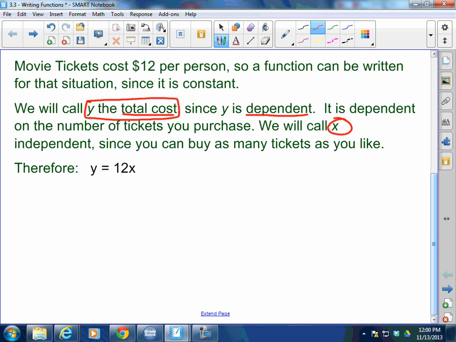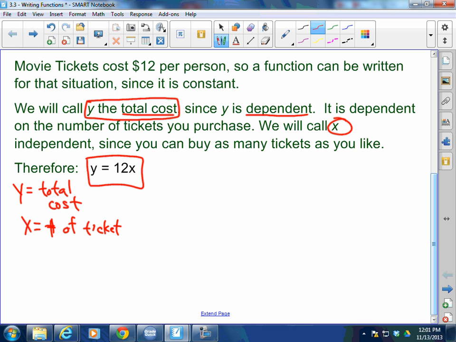So when I'm writing the function y equals 12x, I just don't write it out. What I'm first going to do is I'm going to say y equals the total cost. So that way, not only do I know what I'm talking about, but the reader knows what I'm talking about. And x is the number of tickets. And now that I know that y is my total cost, x is the number of tickets, I can write my function y equals 12x.